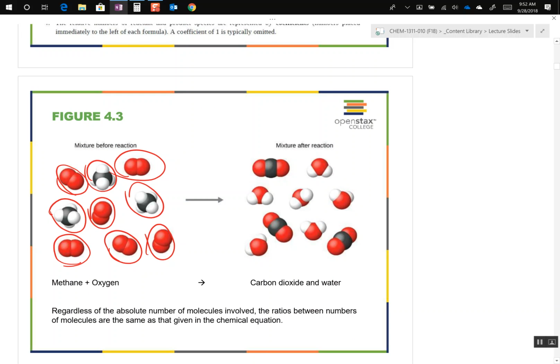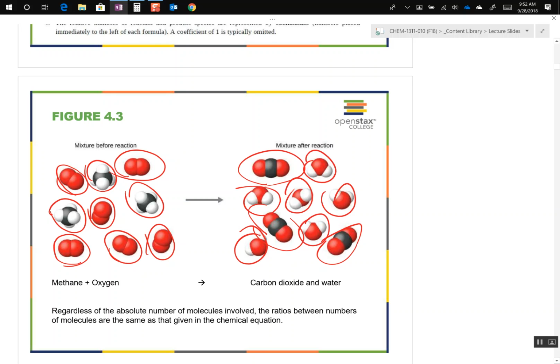Okay, so here I have 1, 2, 3 carbon dioxides. And I should make 2 waters from 1 methane. If I have 3, then I'll make 6, right? 1, 2, 3, 4, 5, 6. So everything's accounted for. Now, it would be very difficult to carry out a chemical reaction on that level, right? I'd be hard-pressed to react 3 methanes with 6 oxygens. There's just no way that I could do that.